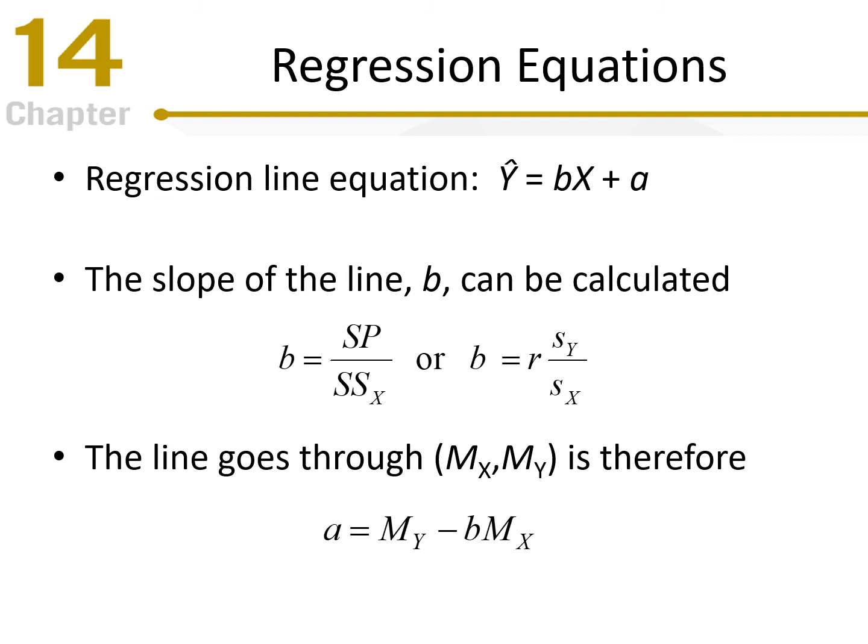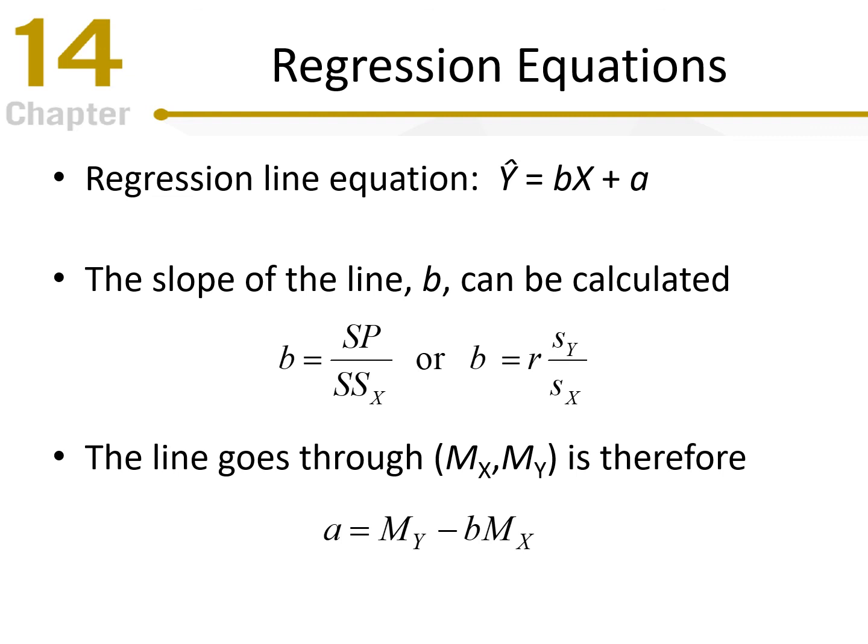Or, if you have the correlation already, you can simplify it. B, the slope, equals the correlation times the standard deviation of y divided by the standard deviation of x. The first formula is going to be easiest because you don't have to compute standard deviation. You just compute sum of squares. So I think this first one is the preferable one if you have that information. And the y-intercept, which is a, is calculated as the mean of y minus b, the slope, times the mean of x.